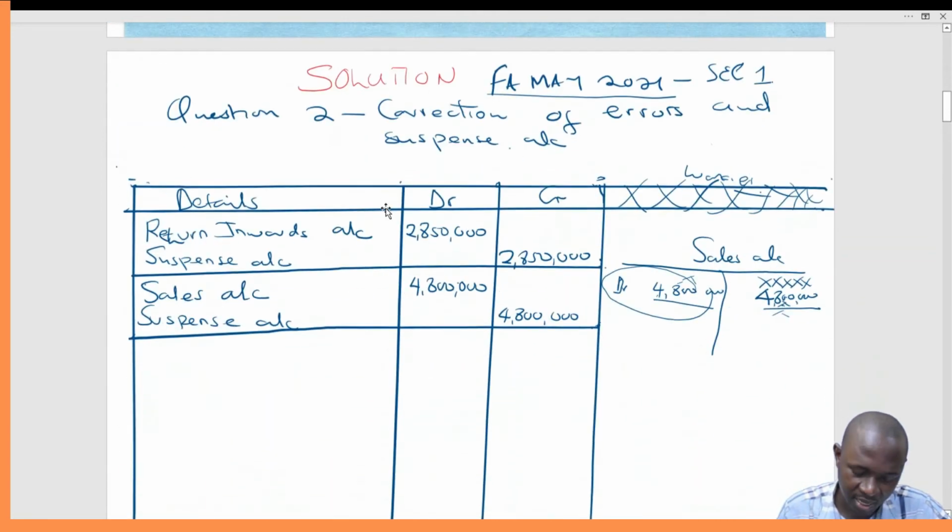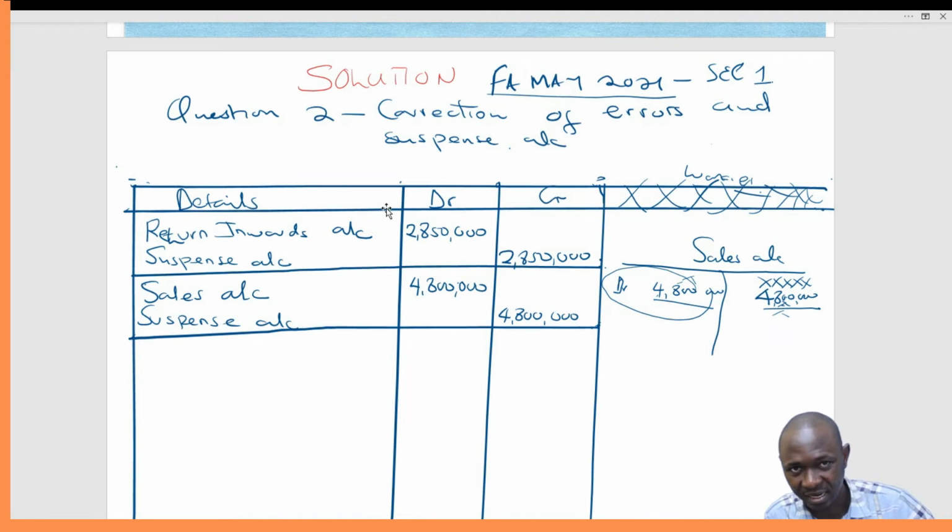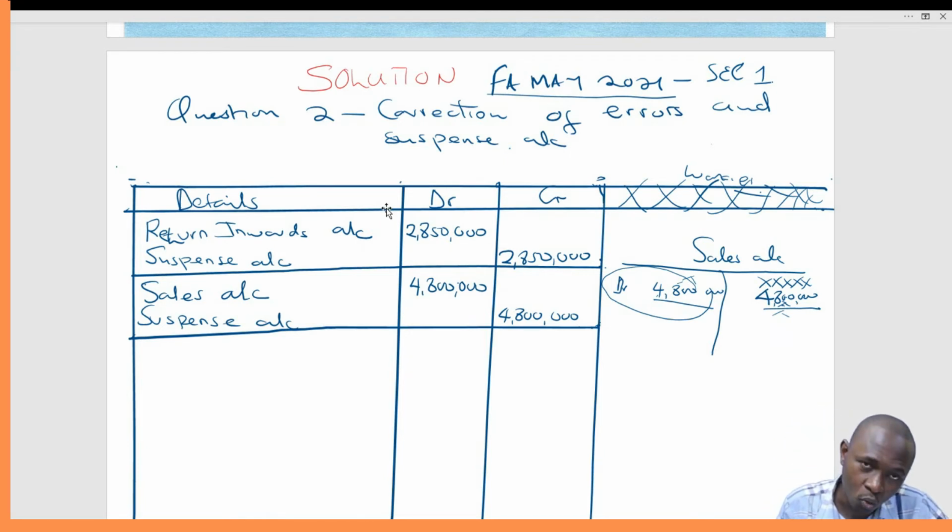So we'll simply come here and say debit. We are supposed to credit sales, because sales is a credit account. But do we start with the debit side? No, we always start with the debit side. So which account are you going to debit? It is the account that was affected by that error, which is the suspense account. So we start with the suspense account. We are going to debit the suspense account and credit the sales account.